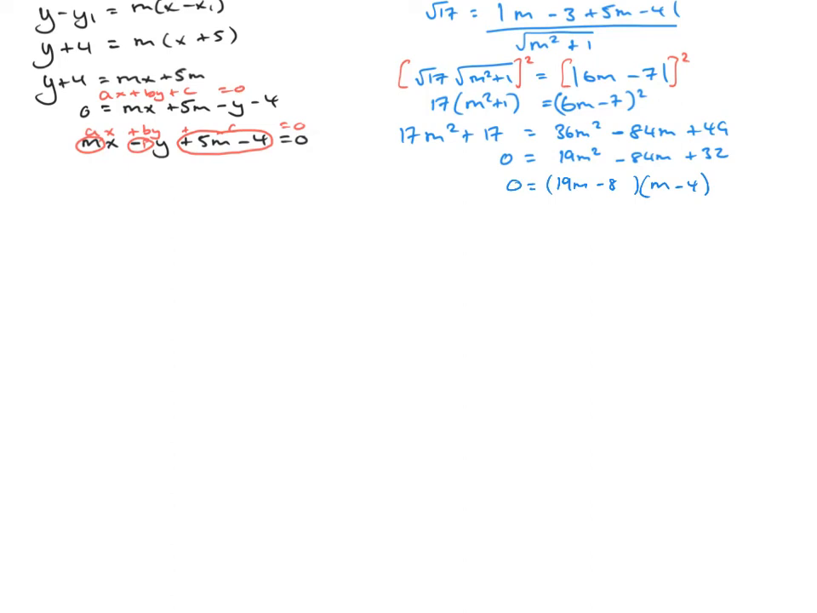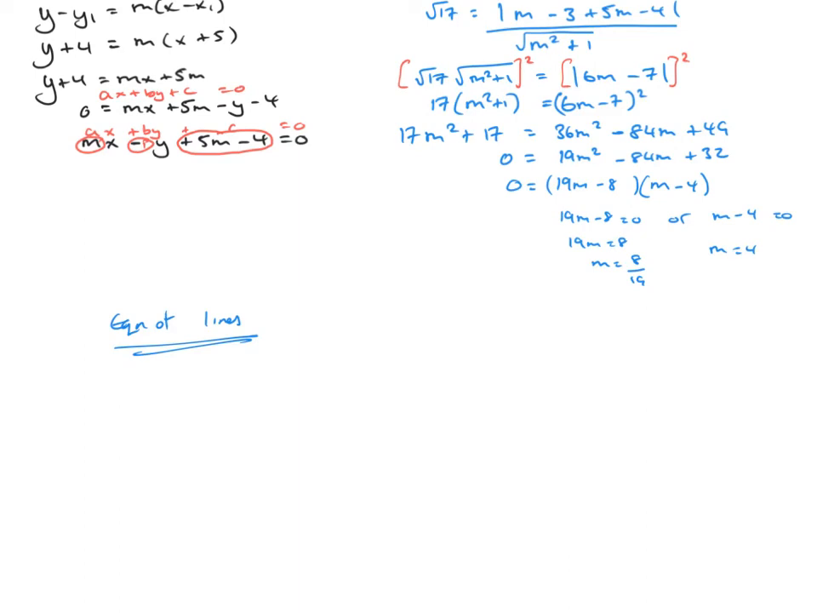Okay, and that is going to give us our two values for m. So 19m minus 8 is equal to 0, or m minus 4 is equal to 0, giving us the two values. 19m is equal to 8, so m is equal to 8 over 19, that's the first gradient, or the first slope, and the second one is m is equal to 4. Now don't forget, we haven't quite finished yet because it asks for the equations of the lines. So don't just stop there. That's what we need to do.